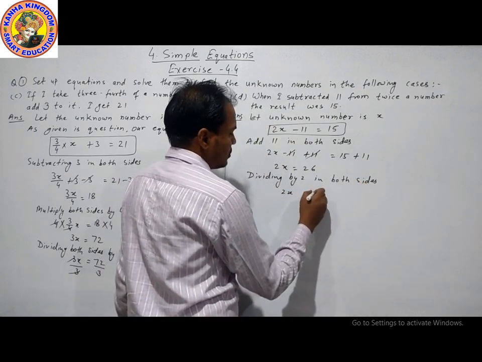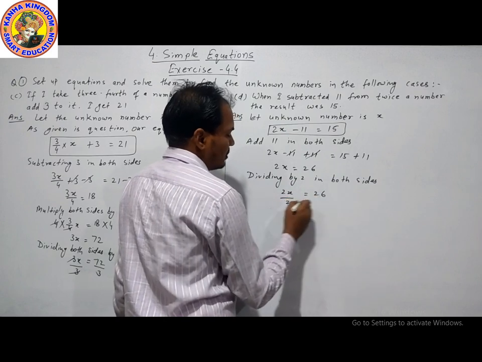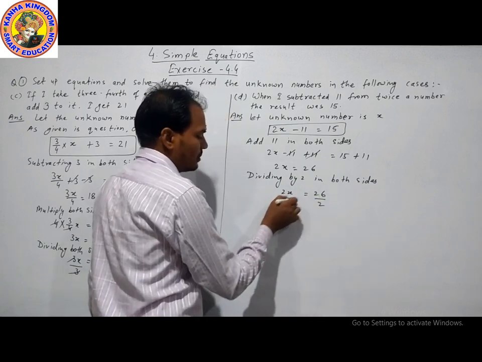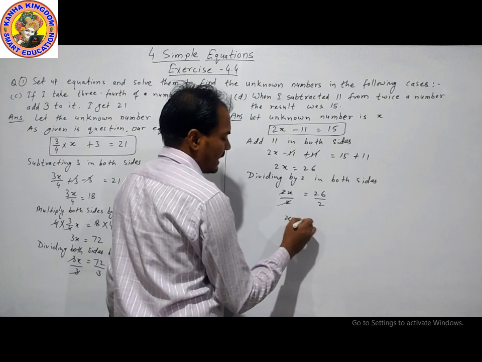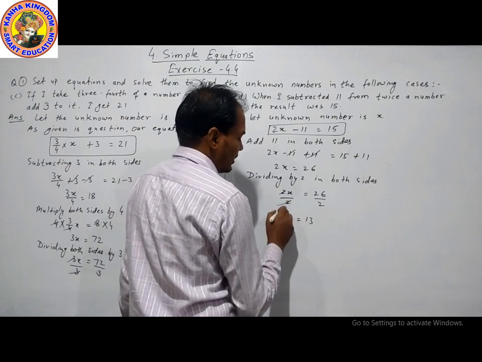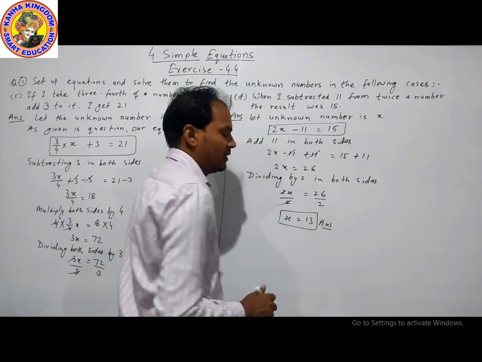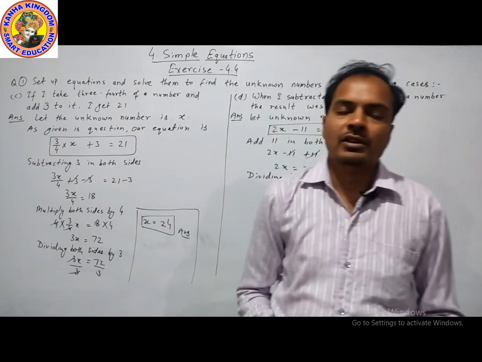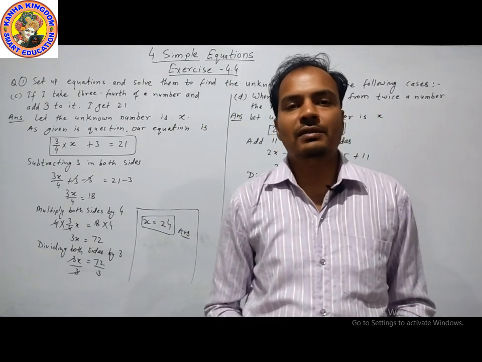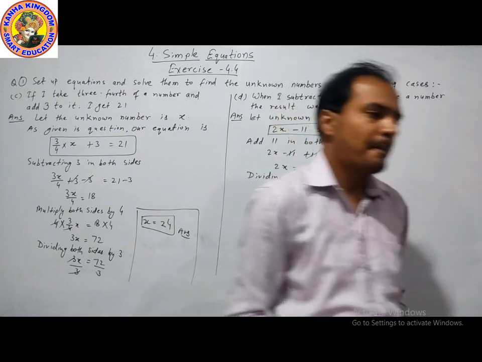The equation is 2x is equal to 26. Now we will divide by 2. 2 and 2 cancel, x. Here 13. So our answer is x is equal to 13. The unknown number is 13. You can take a screenshot of this. We will move to our next part.